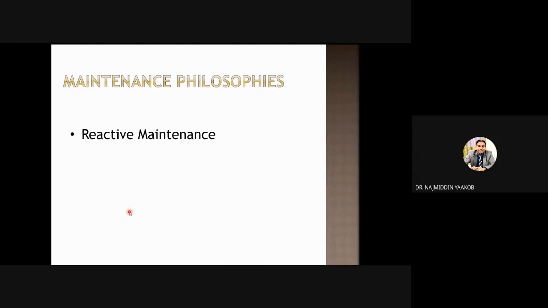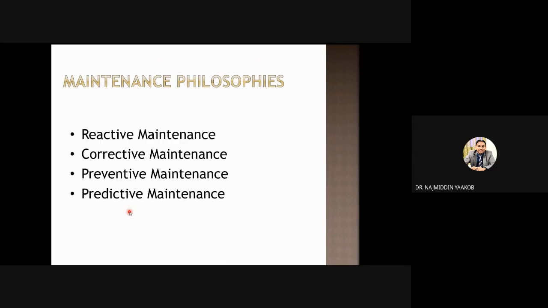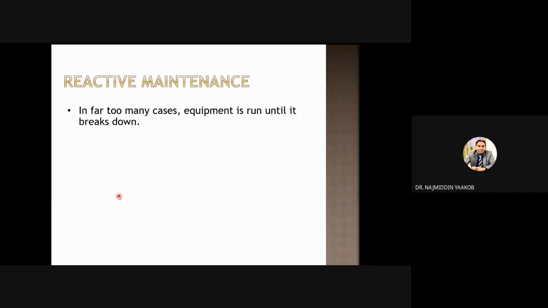Next, there are 4 types of maintenance: reactive, corrective, preventive, predictive. So you need to understand what each of these means: reactive, corrective, preventive, and predictive. We go to the first one, reactive. This is the most inefficient maintenance way to do in your plants.